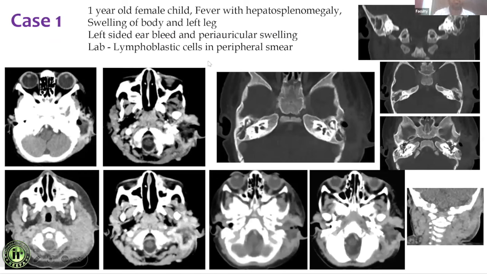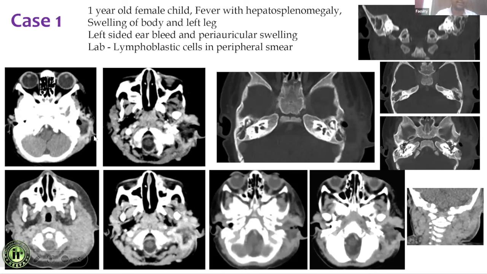So this is a 1-year-old female child presented with fever with hepatosplenomegaly. There is swelling all over the body as well as the left leg, and the patient presented with a left-sided ear bleed. There is a palpable swelling in the periauricular region, and there were obvious inflammatory signs on clinical examination, and there are some lymphoblastic cells in the peripheral smear. So the patient presented for a CECT of the neck evaluation because of the symptoms.